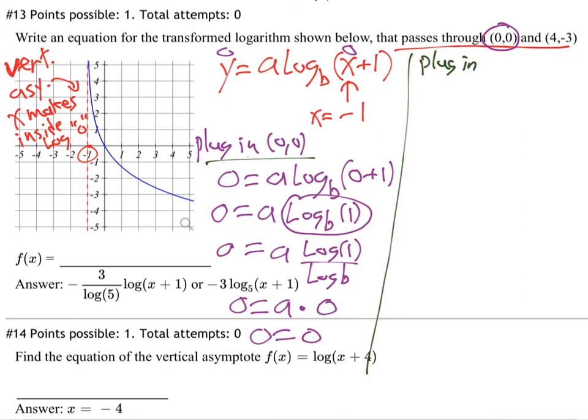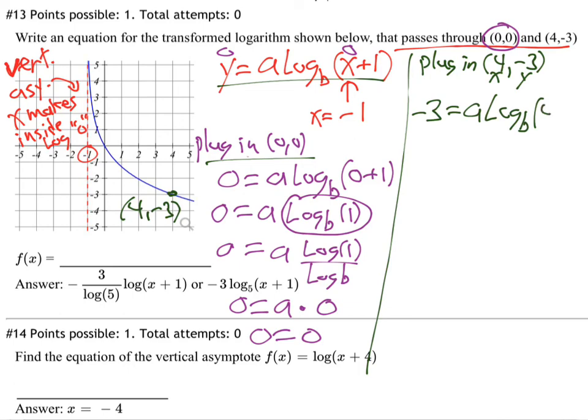Now let's plug in 4 for x and -3 for y, which is this point right there. 4, -3 is on the graph. So plug it in to this equation. So this is the x, this is the y. So -3 equals a log base b of 4 plus 1. Right, plug it in for x. So I'm plugging in for x, 4, and for y, -3. What do we get? -3 is a log base b of 5.